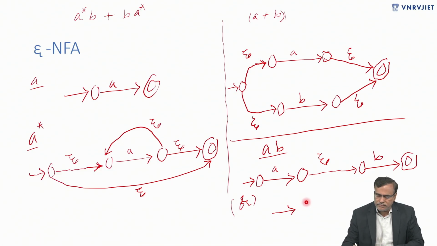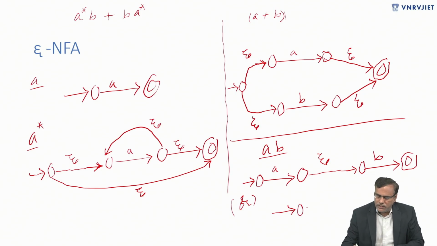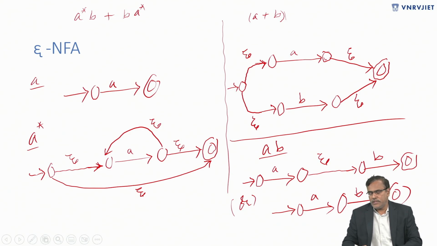So this is for A. A is followed by this B, so these two are combined into a single one. That is this. This is how we can design epsilon NFA for simple regular expressions.